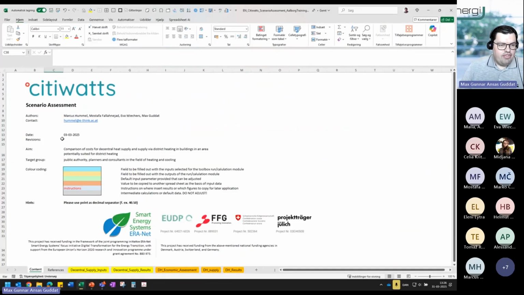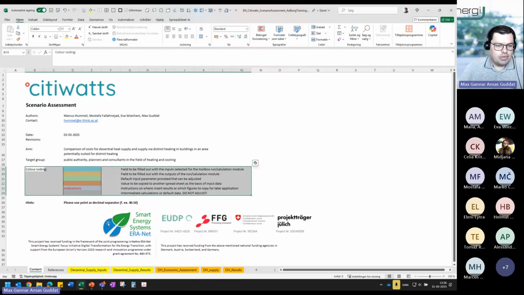And again, it will be made available to you right after the webinar today. We're starting with the content tab, which basically is the information about the spreadsheet. You know this from many other tools, I'm sure. One thing that I want to highlight is that we have a color coding. So across all tabs, we use the same coding.